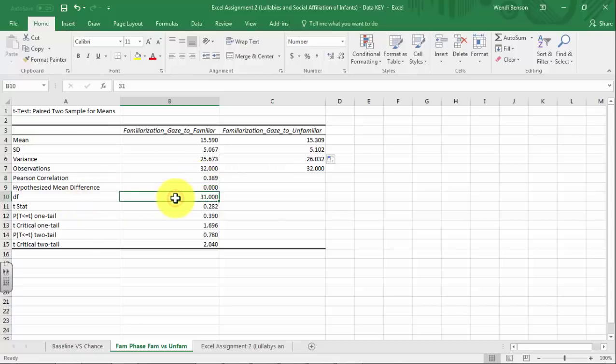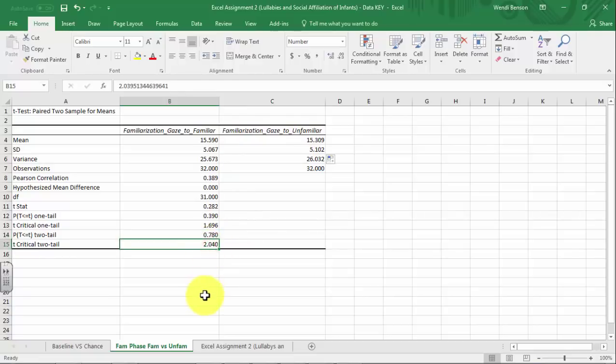Here's your degrees of freedom, 32 minus 1. Here's your T observed that you would get in step 3 if you calculated it. And again, we are going to do a two-tailed test here. So we're looking at these values for our p-value. The probability that results are just due to a fluke, right? The probability that the difference between how long they stared at the lady singing the familiar lullaby and how long they stared at the lady singing the unfamiliar lullaby was just due to random chance. So that's what this is.